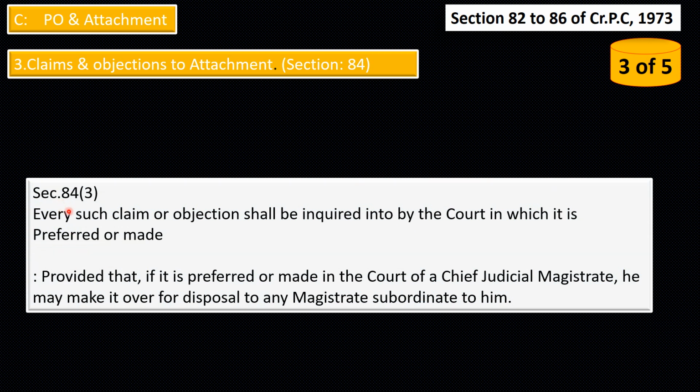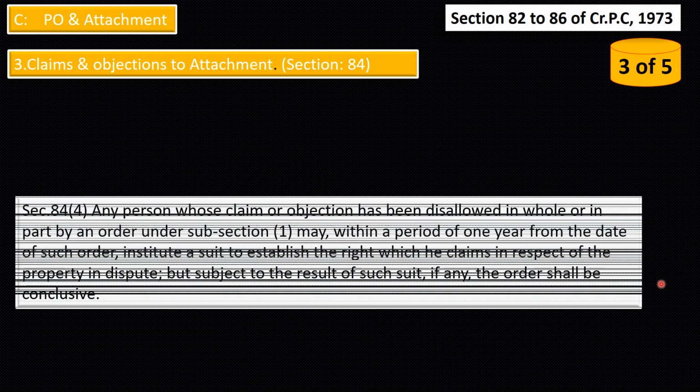Next is subsection 3 of section 84. It says that every such claim or objection shall be inquired into by the court in which it is preferred or made. So here we have an answer if a question comes in a judicial examination: claims and objections to attachment of property are made under subsection 1 of section 84, and the court can inquire into such claims under subsection 3 of section 84 of the Criminal Procedure Code 1973. Next is subsection 4 of section 84.